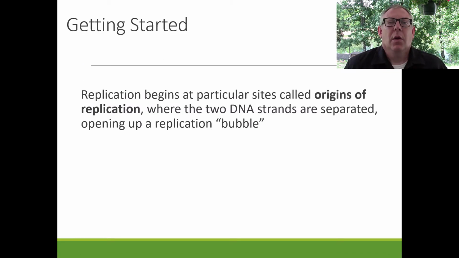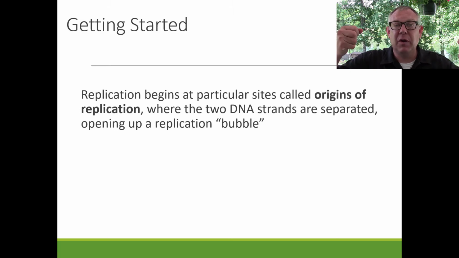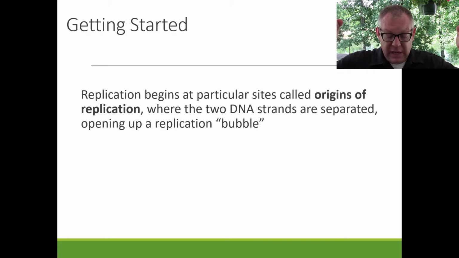Okay, so how does this all begin? You've got this long piece of DNA, and you have origins of replication. You've got to start somewhere, and that somewhere we call origins of replication. The first thing you've got to do is start to separate those strands, right? So at this origin of replication, we pull apart the DNA strands, and we make a replication bubble.